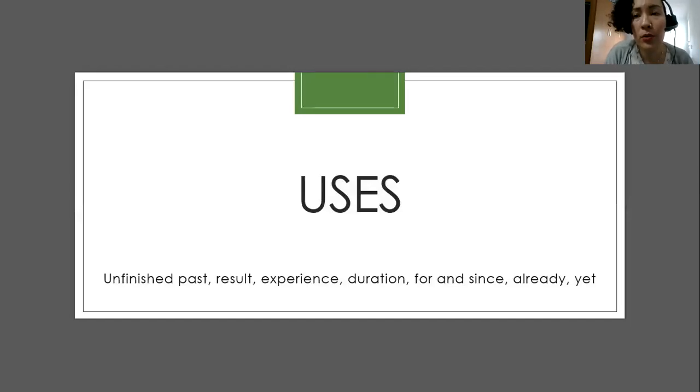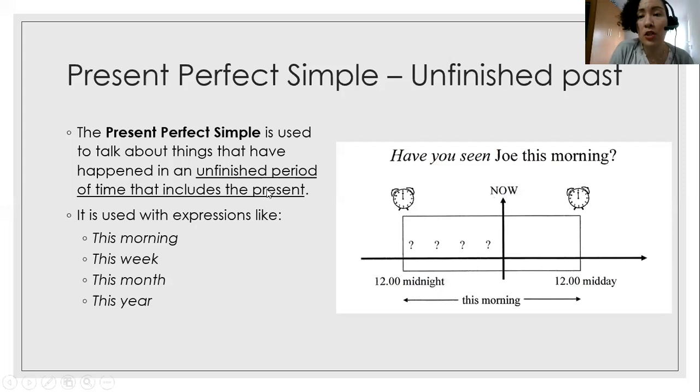There are several uses: unfinished past, result, experience, duration, uses with for and since, already and yet. Okay, so first let's look at unfinished past. Okay, so we use the present perfect simple to talk about things that have happened in an unfinished period of time that includes the present, okay? Here is the example in this picture.